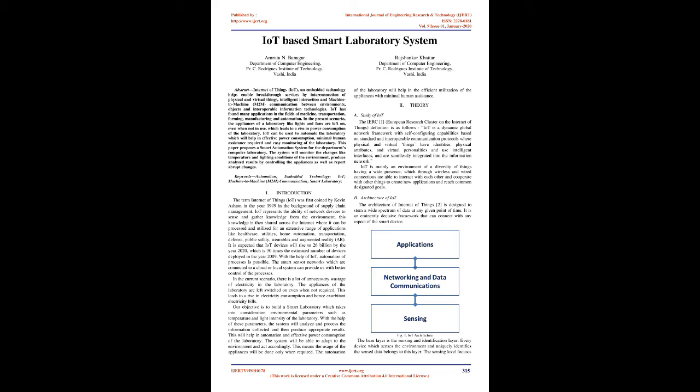Our objective is to build a smart laboratory which takes into consideration environmental parameters such as temperature and light intensity of the laboratory. With the help of these parameters, the system will analyze and process the information collected and then produce appropriate results. This will help in automation and effective power consumption of the laboratory. The system will be able to adapt to the environment and act accordingly. This means the usage of the appliances will be done only when required.